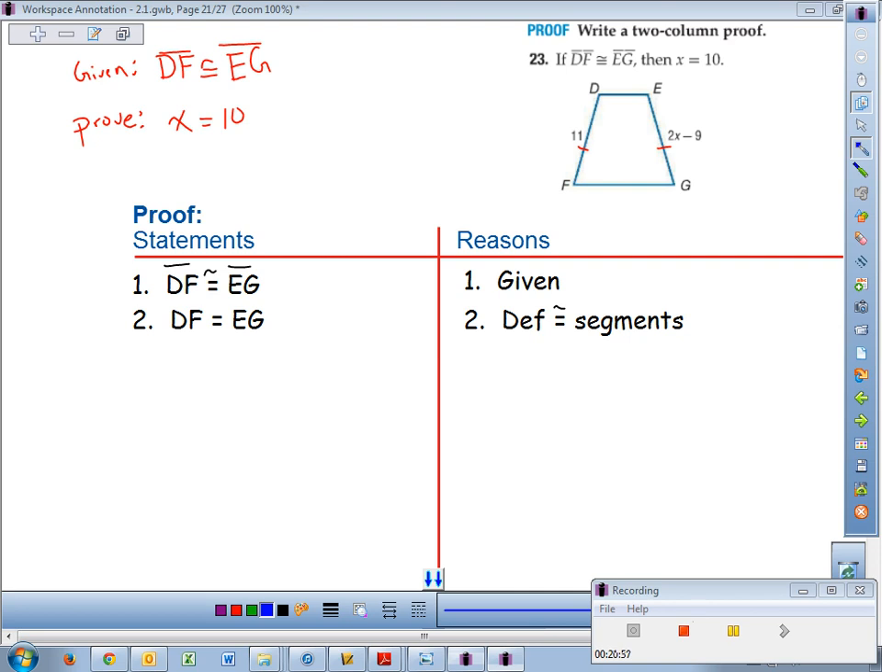What could I end up doing? Any ideas? You said we wanted to do some substitution. So step 3, distance from D to F. Don't we know that as 11 right here? So that'll go in that place. Equals comes down. Do we know the distance from E to G? It's 2x minus 9. And you said that we could do that for what reason? Why could we replace those?